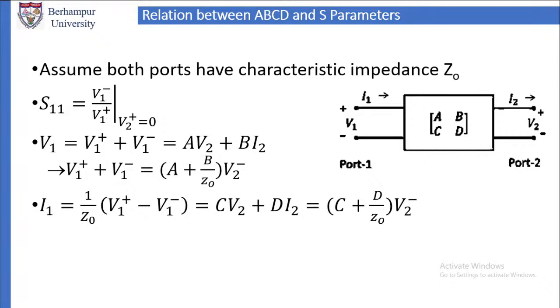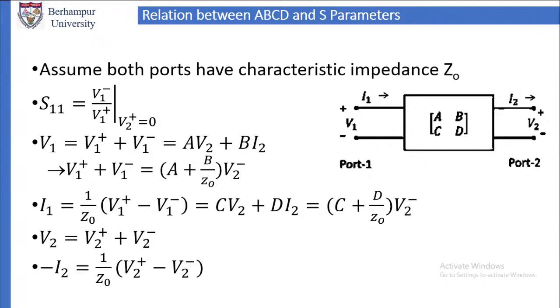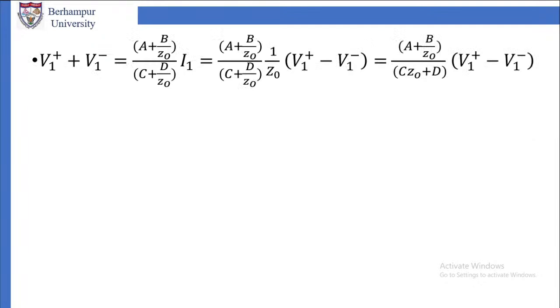Now on the right hand side again take V2 common. You get C plus D into I2 by V2, and I2 by V2 is again Z0, so D by Z0. So C plus D by Z0 into V2 minus. Now you know V2 is equal to V2 plus plus V2 minus, and minus I2 is equal to 1 by Z0 into (V2 plus minus V2 minus). This also we know. So we are going to use these.